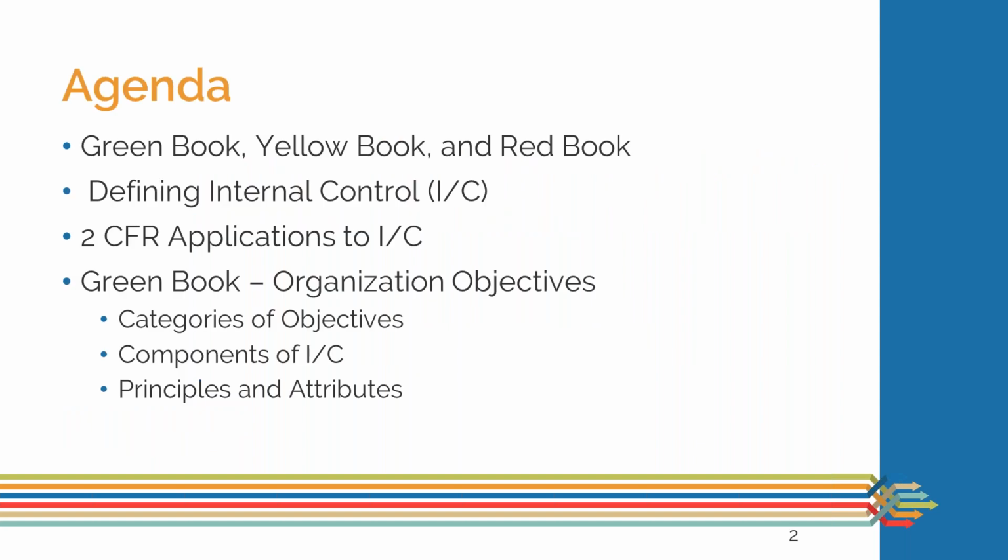Our agenda for today will be talking about internal control. We'll talk about the difference between Green Book, Yellow Book, and Red Book. We'll try to define internal control. And we'll also talk about how internal control has been changed through the new 2 CFR. And finally, we'll talk about some components within the Green Book, specifically the categories of objectives. Then we'll also talk a little bit about components of internal control and principles and attributes. Most of that will be done in the second part, where we'll go deeper about components of internal control and principles and attributes.